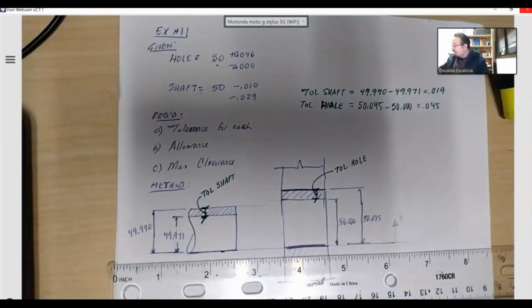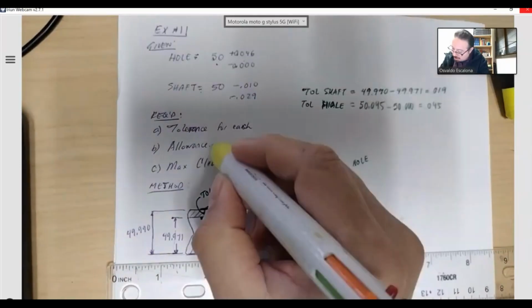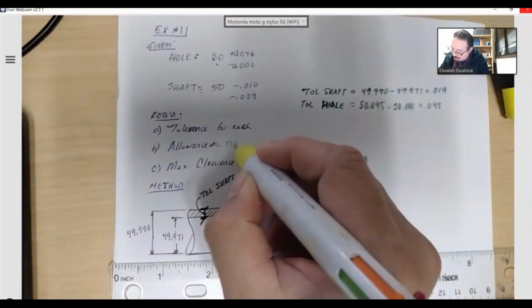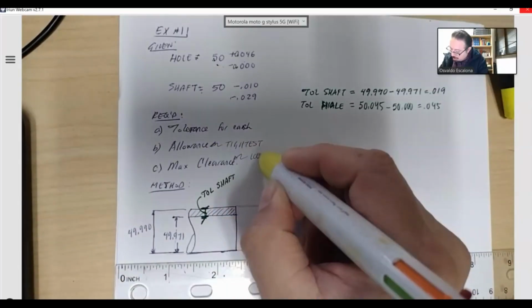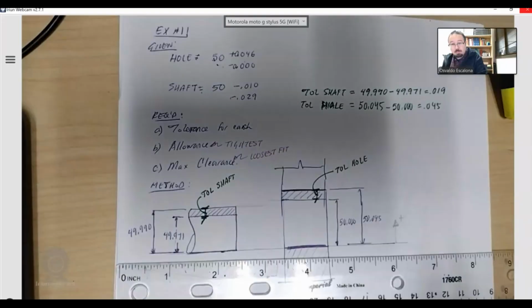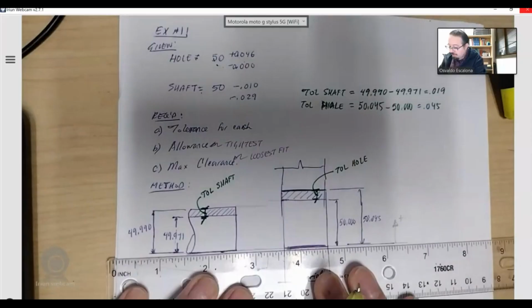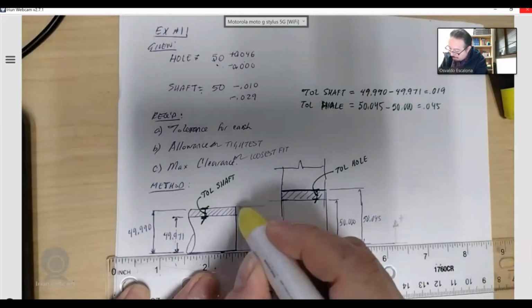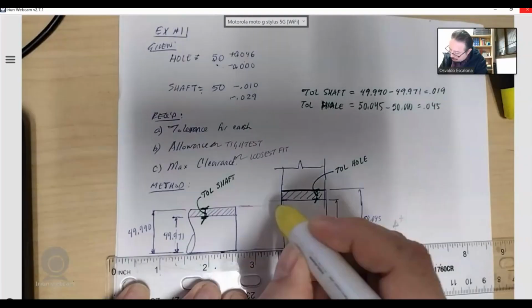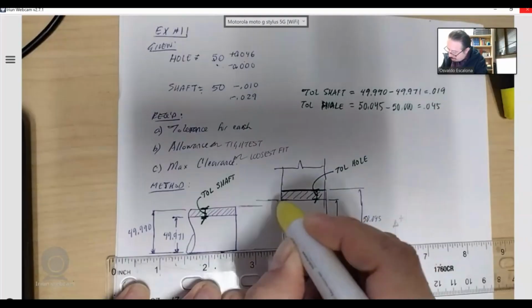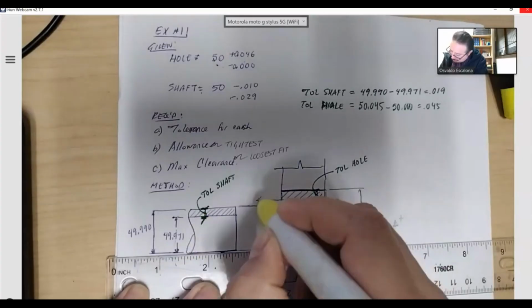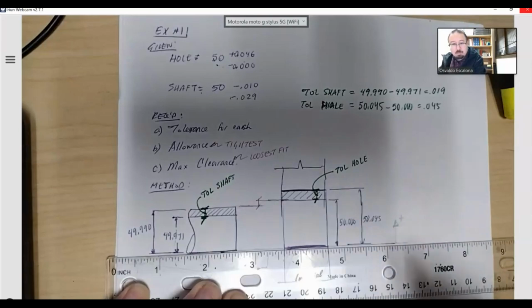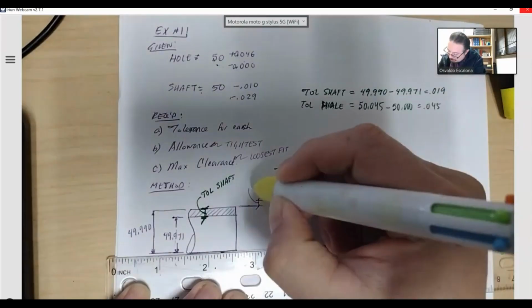The next one is the allowance. The allowance is the tightest fit. Every time that you see this one, it is the tightest fit. Every time that you see a clearance, they're talking about the loosest fit. So for example, if I were to look at my sketch, the tightest fit is when my shaft is the biggest and my hole is the smallest. This represents the small hole, and this one represents the biggest shaft. So I need this distance right there, which will give me my allowance.